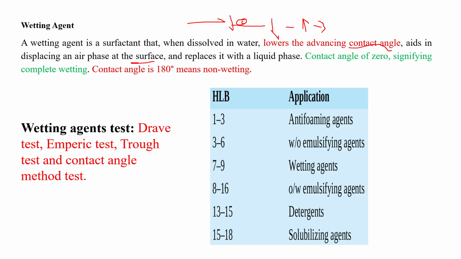So a wetting agent always lowers the contact angle. If the contact angle is minimum, that is, if the contact angle is zero, then ideal or complete wetting occurs. If the contact angle is 180, then there is non-wetting. Now, different evaluation tests are there to test a wetting agent, like the drave test, Emprik test, trap test, and contact angle method test.